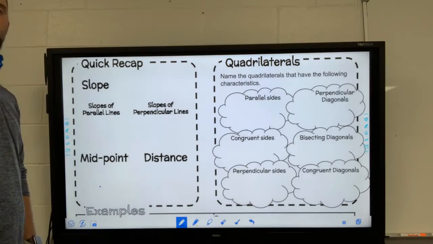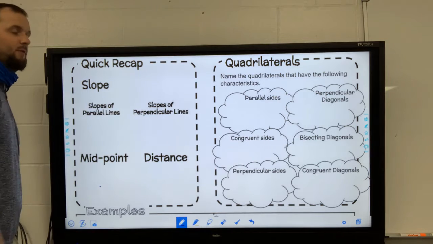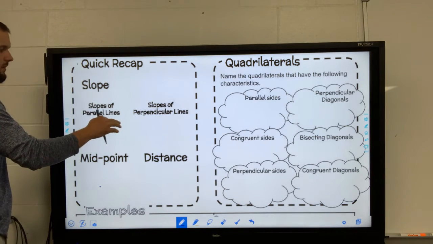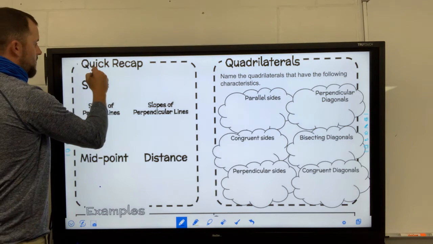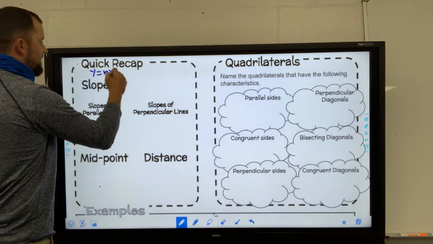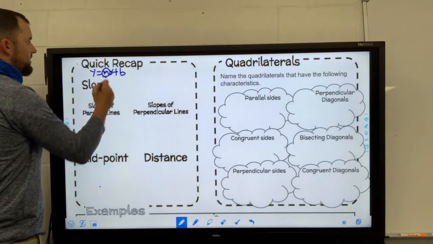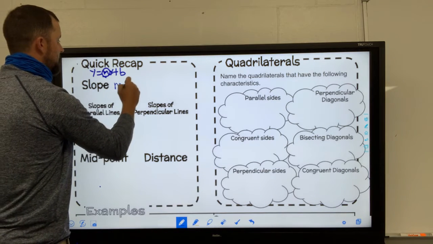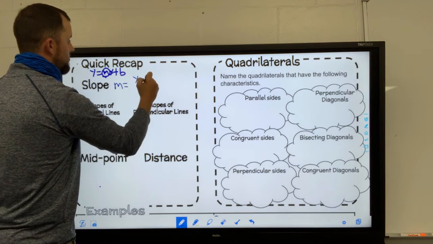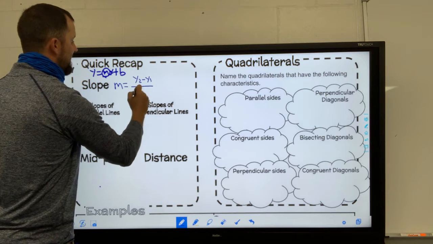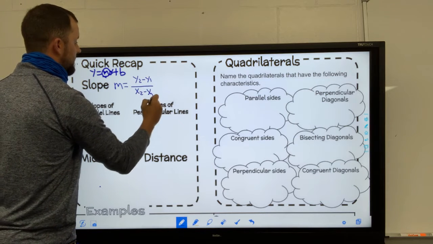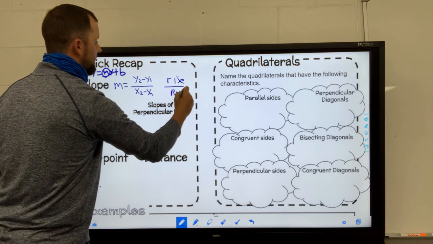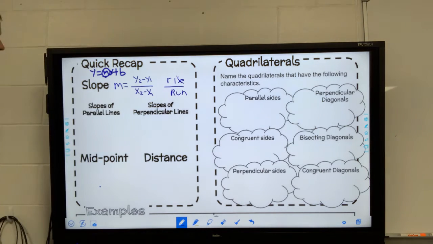All right, guys, the first thing I want to do is recap some stuff we know about the coordinate grid. Remember, if you're finding slope, if you have the equation y equals mx plus b, the slope is going to be your m. So m is equal to y2 minus y1 divided by x2 minus x1, also known as rise over run.